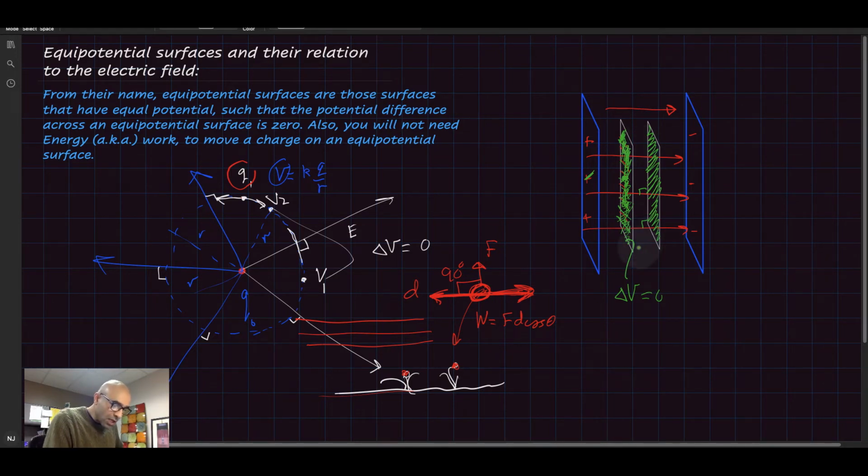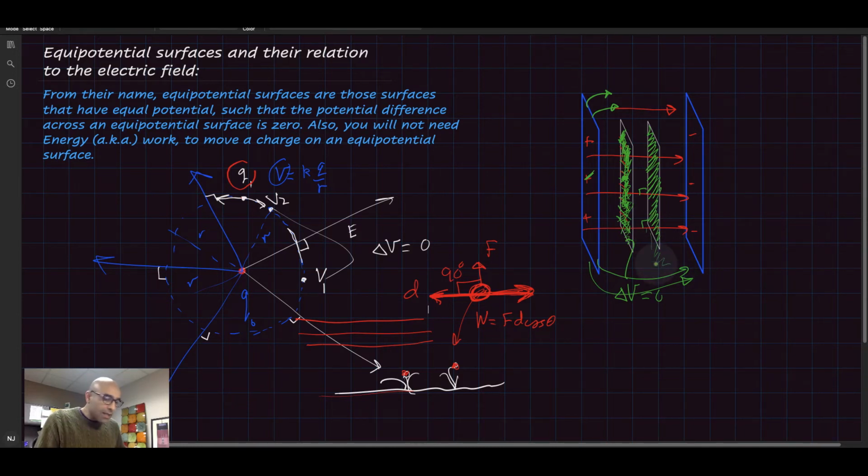As you can see, I drew these equipotential surfaces a little bit smaller than the parallel plate capacitor plates, and the reason is that there is an edge effect at the edge of the plates. That may skew the equipotential surfaces around the edges.